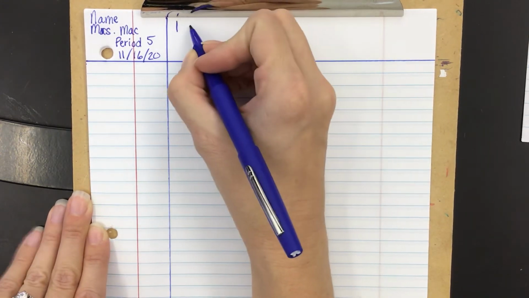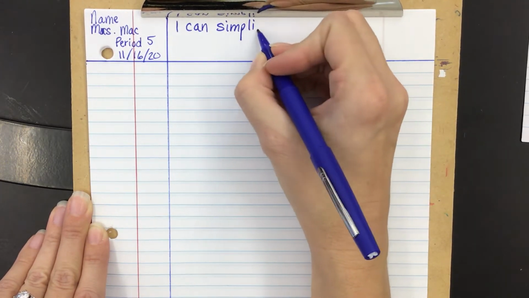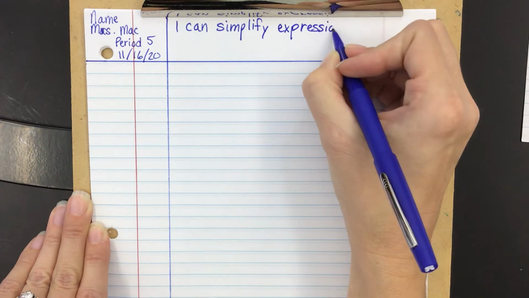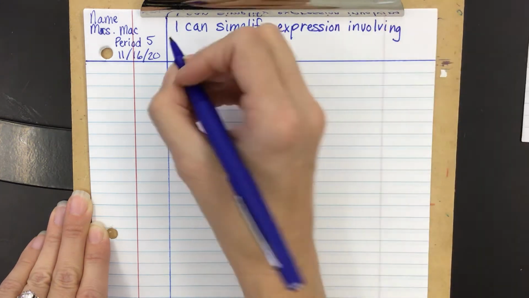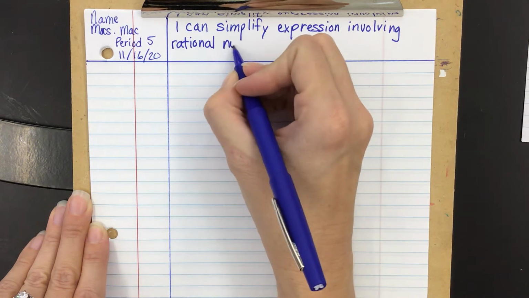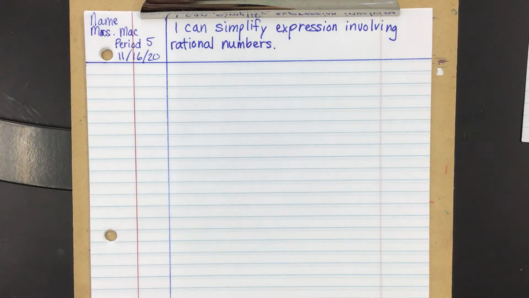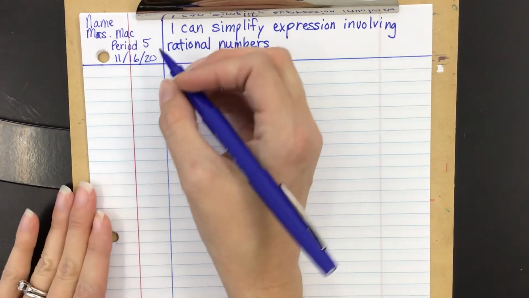Okay, so our learning target today is I can simplify expressions involving rational numbers. Okay. All right, so let's take a look at, and I'm going to show you some tricks for these too, because there are some things that can really help you out. So let's look at an example.